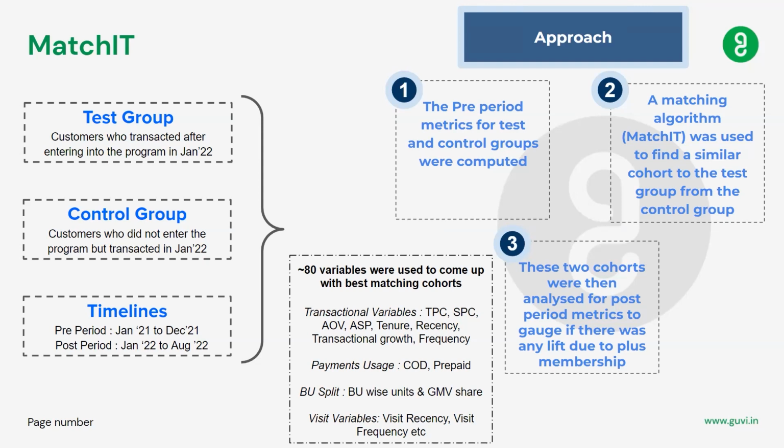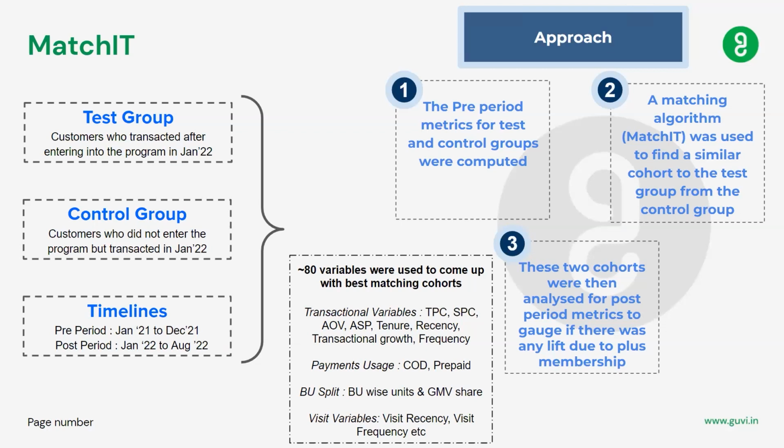We run a matching program on all those 80 variables to find a similar cohort from the control group to the test group, and then these cohorts are analyzed for post-period metrics to gauge if there was any lift due to the program which you have launched.